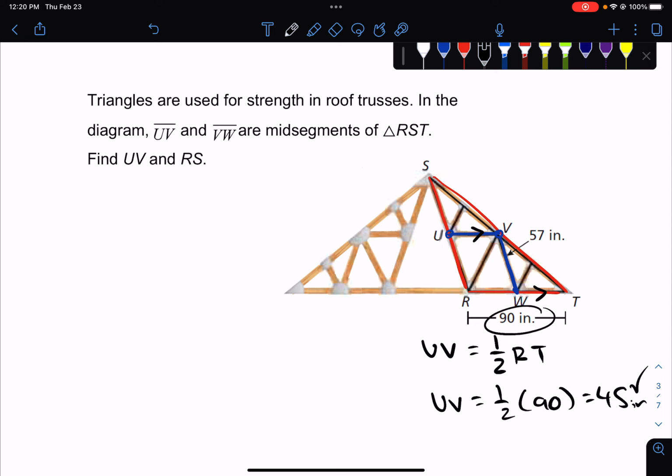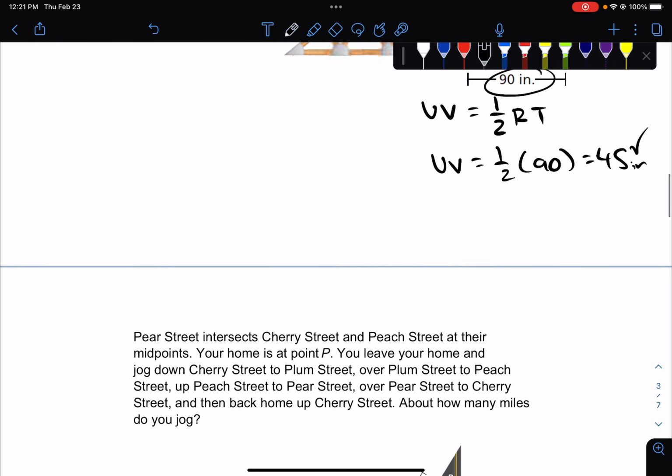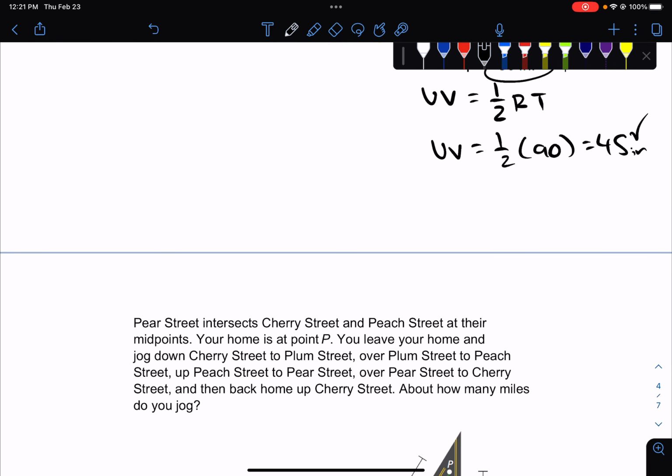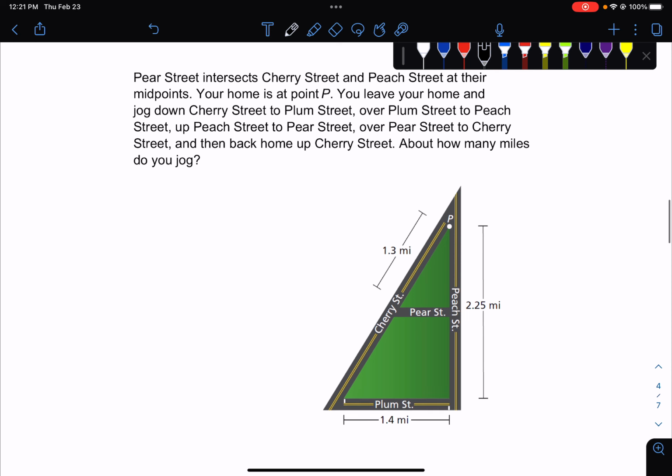Now RS is the long side, it's the outside of the triangle, right? Well, I know that VW, this mid-segment, is 57 inches. So RS is going to be twice that long. So RS is going to be 2 times 57, which is 114 inches. All right, so not too bad. Most of the time, you're just doubling or cutting numbers in half on this one. I do like this question a lot.